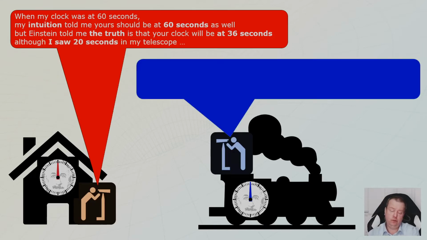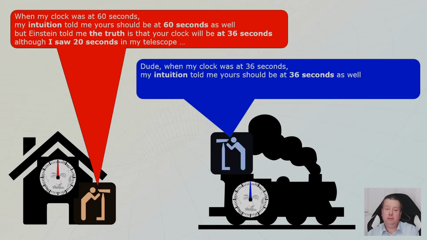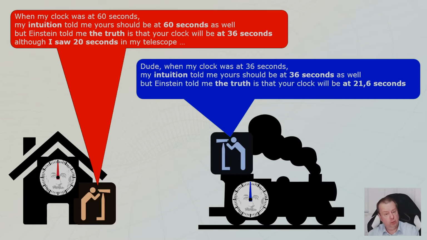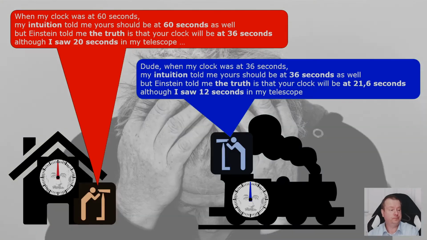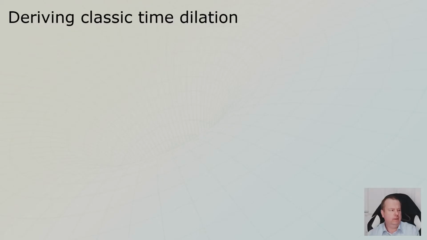And then the other researcher says, well, wait a minute, when my clock was at 36, I expected yours to be there as well, but Einstein told me it will be at 21.6, and my telescope told me it was at 12. So you get a really strange conversation between those scientists. They will either have a major science breakthrough or get into a fight, because this is just unreal. Gives you headache. Let's dive in doing the math.